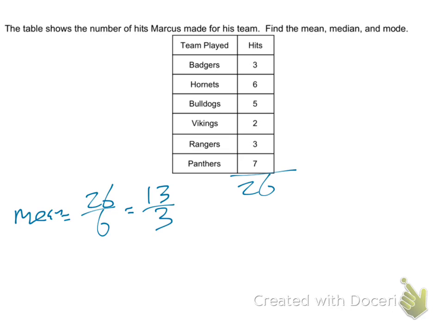Then, let's take it to a decimal. What's 13 divided by 3? 4.3 repeating. Is everybody okay with that?